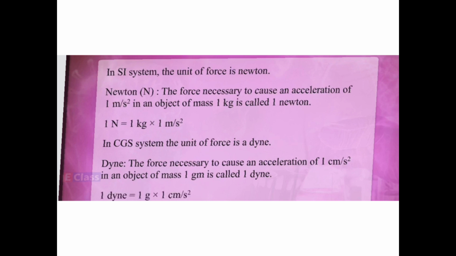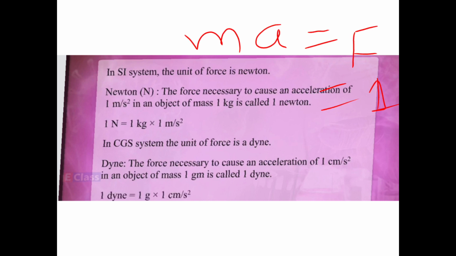Now let us define it. How did we do it? What we got: M into A is equal to F. This is the formula which we got, right? And this is nothing but what I called 1 Newton. So 1 Newton. What is the unit of mass? 1 kg. And acceleration, 1 meter per second square. Correct? So 1 Newton is nothing but 1 kg into 1 meter per second square.